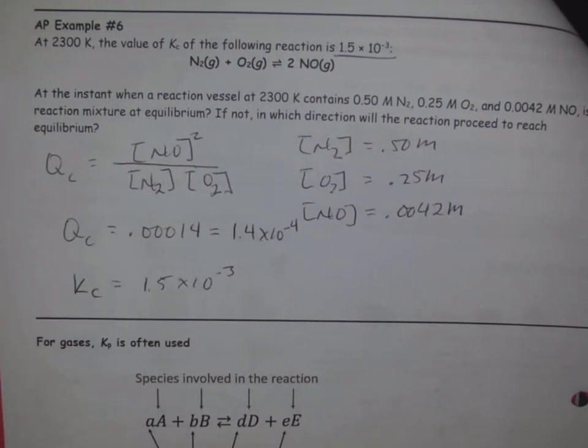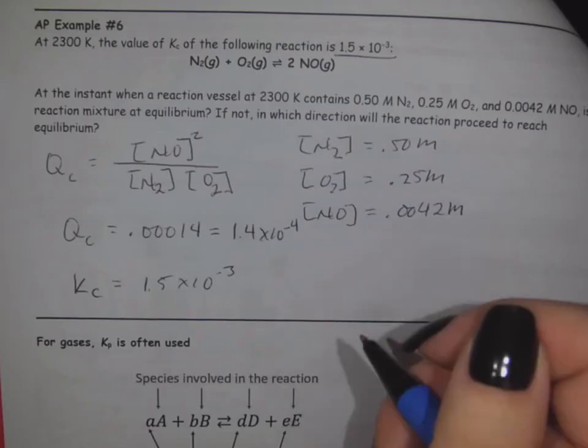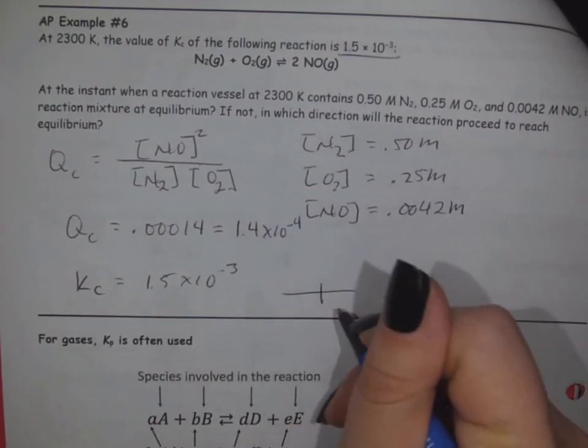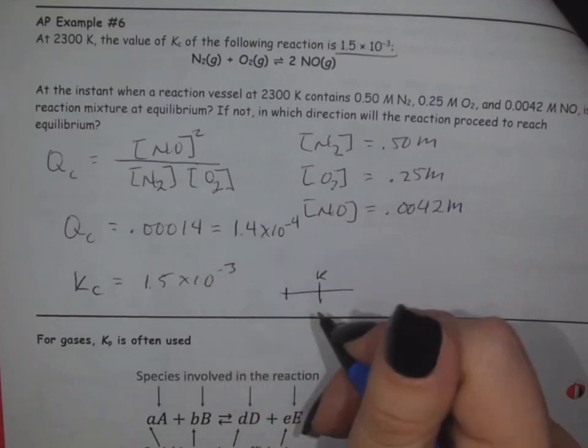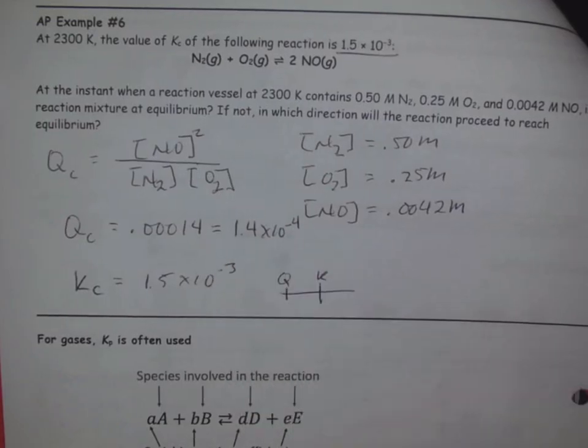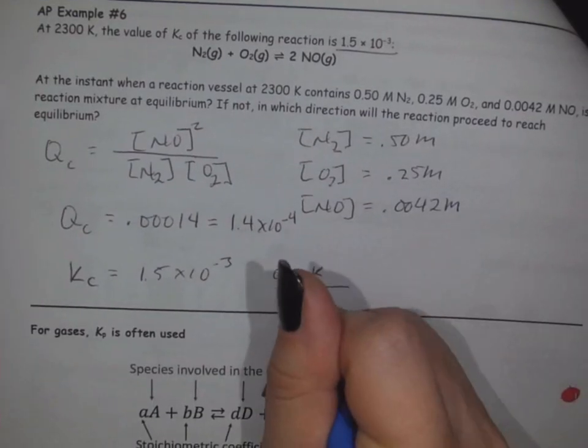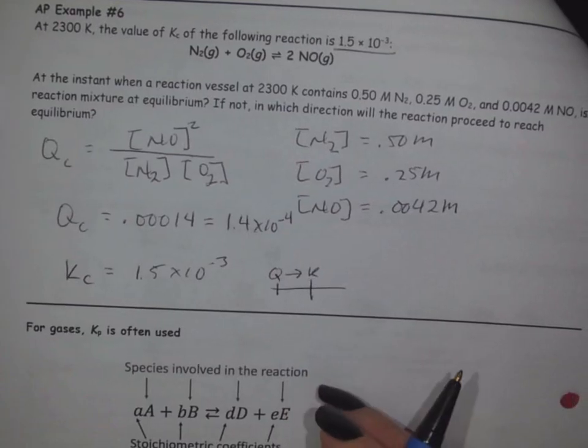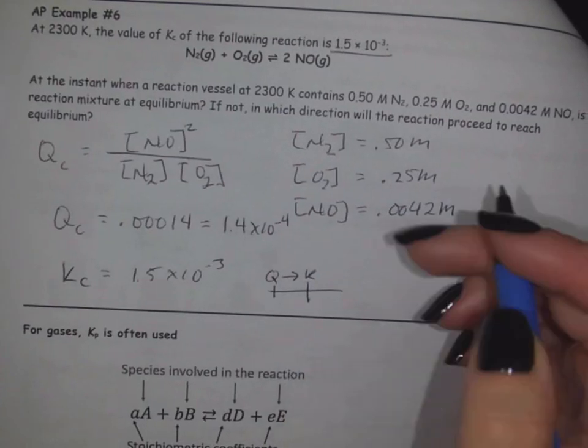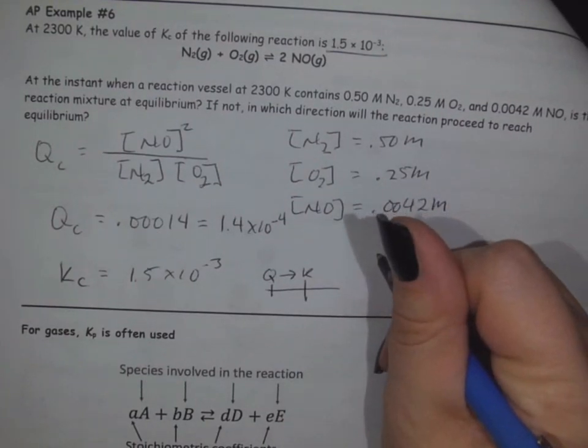So Q is smaller than K. So let's think about this number line. Here's K. Here's Q. It's smaller than K. So it's going to try to get bigger until it gets to K, and it's going to favor the forward reaction until it gets there.